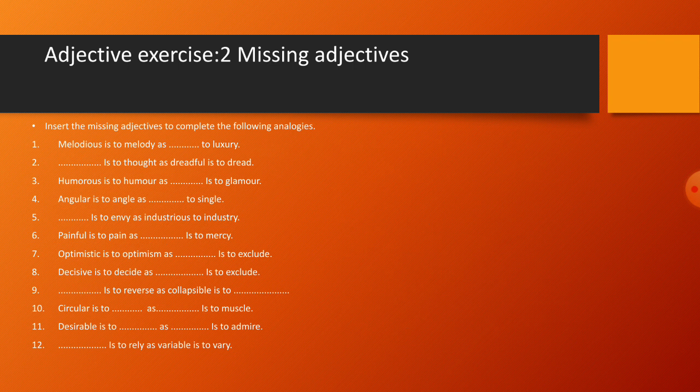That is, dash is to thought as dreadful is to dread. Humorous is to humor as dash is to glamour. Angular is to angle as dash is to single. Dash is to envy as industrious is to industry. Painful is to pain as dash is to mercy. Optimistic is to optimism as dash is to exclude. Decisive is to decide as dash is to exclude. Dash is to reverse as collapsible is to dash. Circular is to dash as dash is to muscle. Desirable is to dash as dash is to admire. Dash is to rely as variable is to vary.